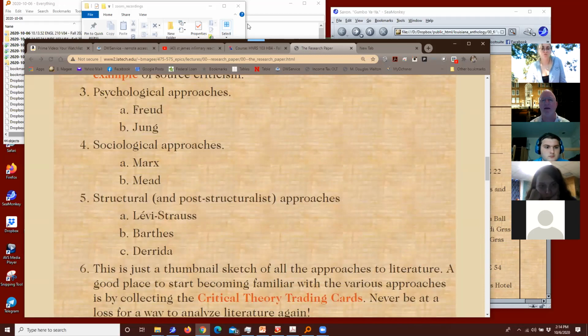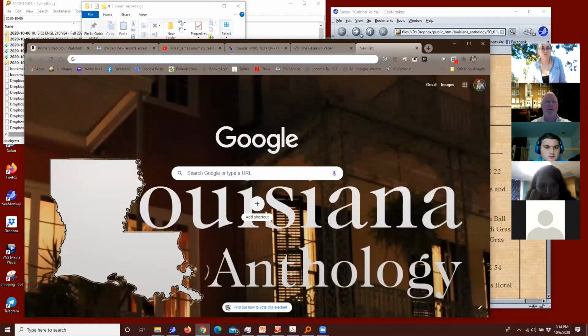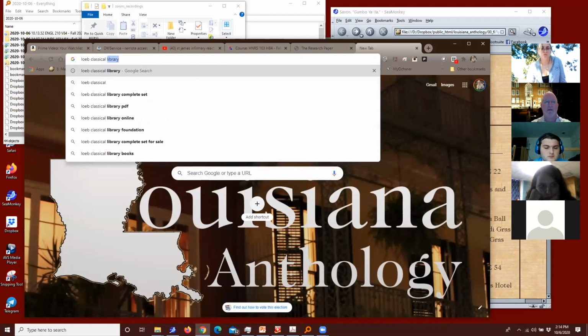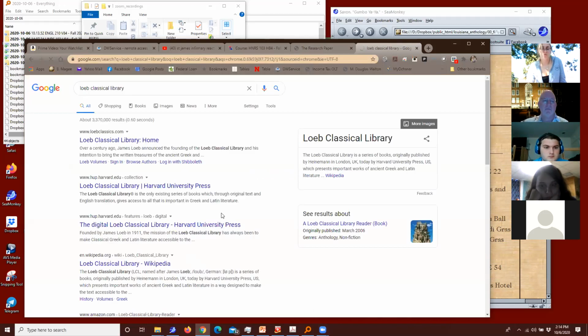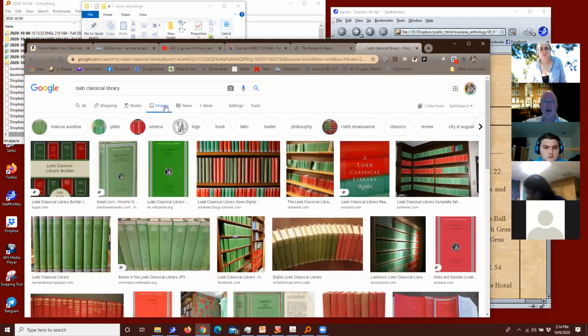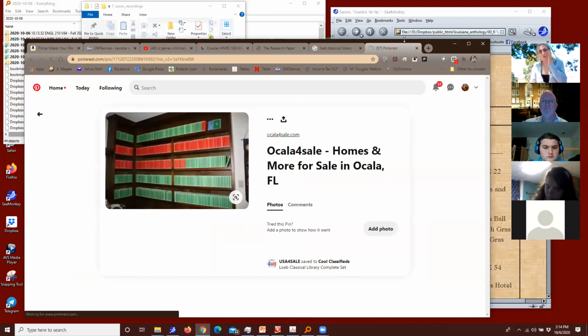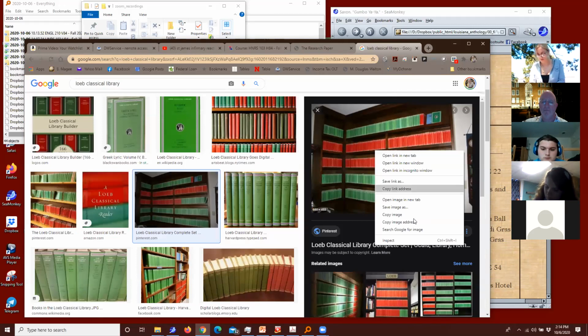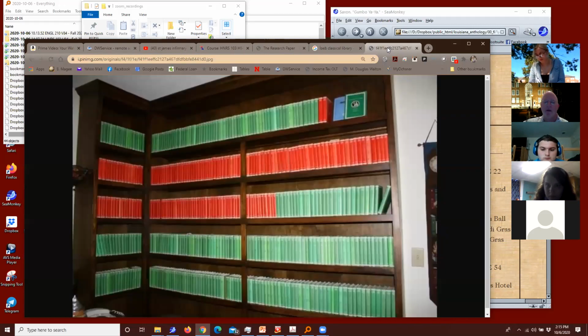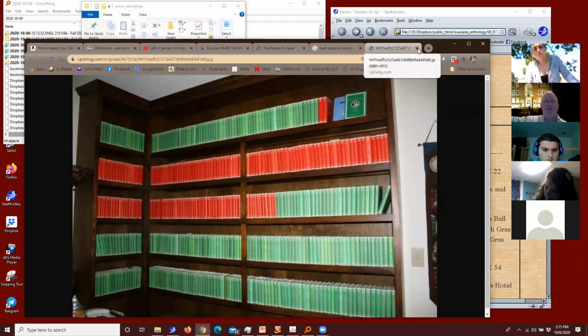So a couple of things. When it comes to ancient sources for our class, it's hard to beat the Loeb Classical Library, which is the one I showed you. The green ones have Greek on the left, English on the right. The red ones have Latin on the left, English on the right. And these are good resources for ancient sources.